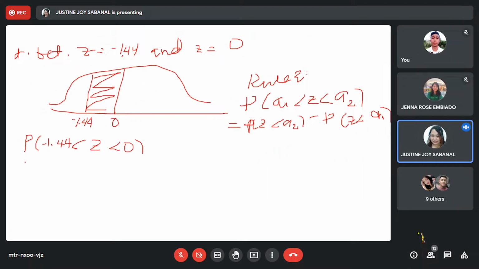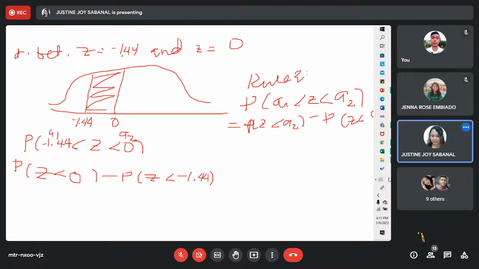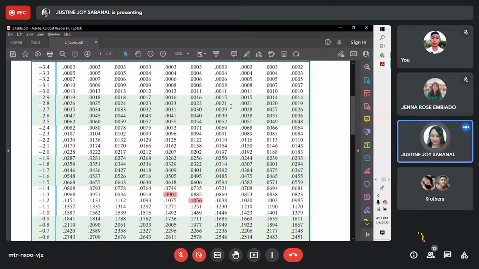Ayan. So this is now a probability of z between negative 1.44, ito yung a sub 1, and 0, yung a sub 2. So probability of z less than 0 minus probability of z less than negative 1.44. So, check nyo doon sa normal distribution, ano po yung value ng 0 at saka negative 1.44.